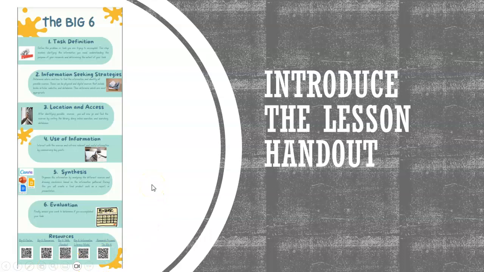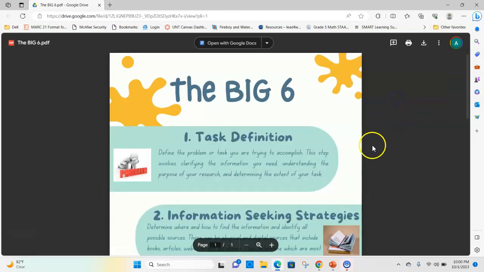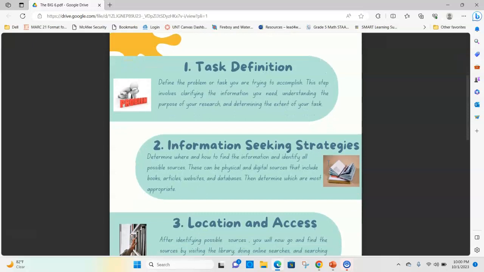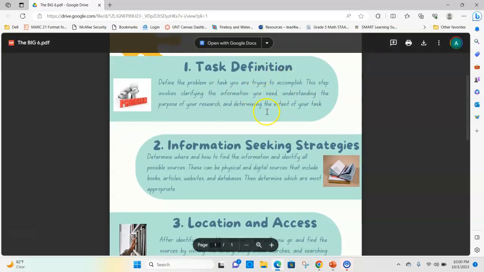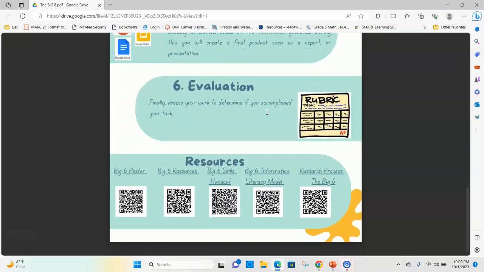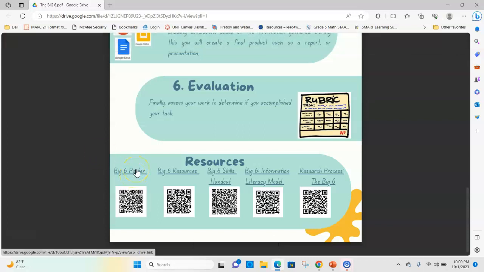So to go along with this PowerPoint about the Big Six, I've created this handout for you that you can use to help you. When you get the handout, you will see that I have listed each step, like task definition, and then there's a little description of it. So for each of the 6 steps, there is a description of each. And then here at the bottom are some resources that I've put, and I put QR codes so that you can just scan them. But if you have the digital copy of this, you can also just click.